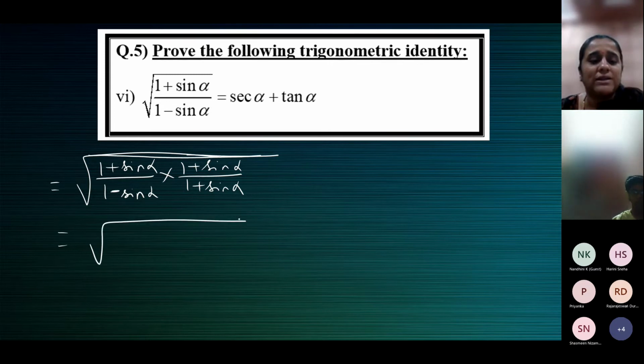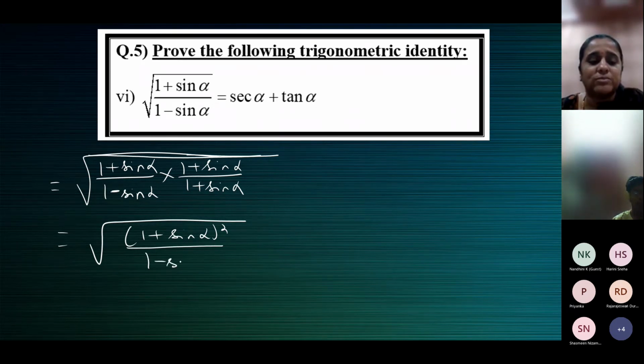Next step, multiply the numerators because it's multiplication. 1 plus sine alpha into 1 plus sine alpha. 1 plus sine alpha the whole square divided by 1 minus sine alpha into 1 plus sine alpha. A minus b into a plus b.